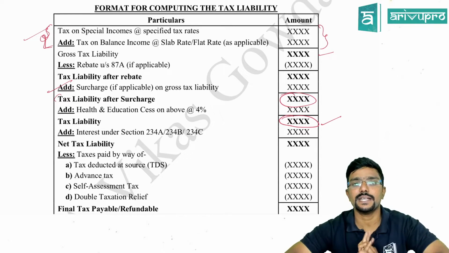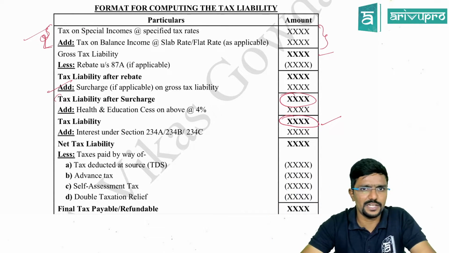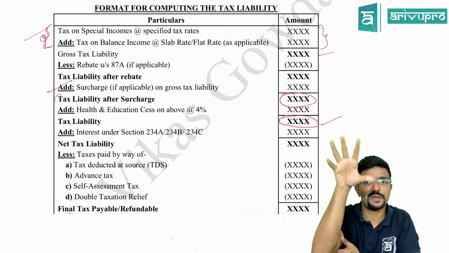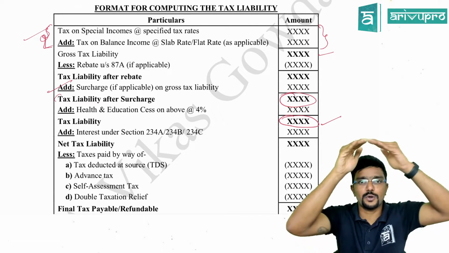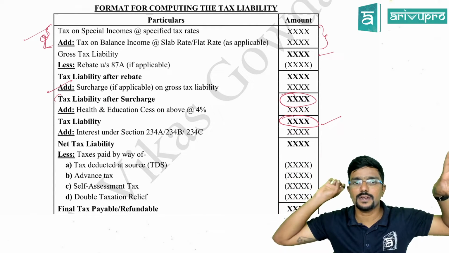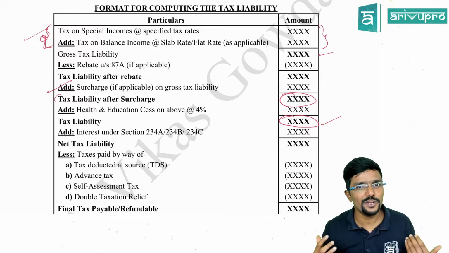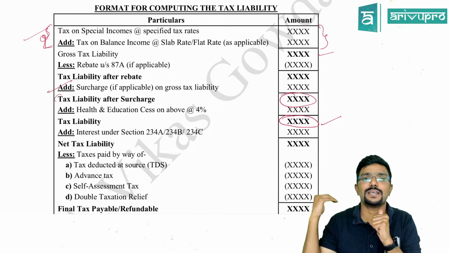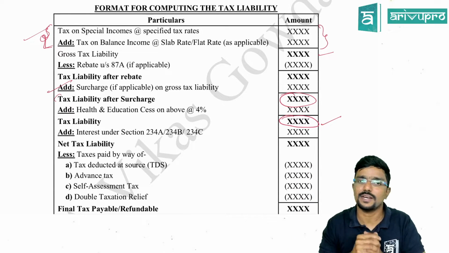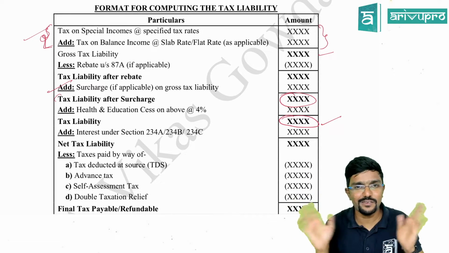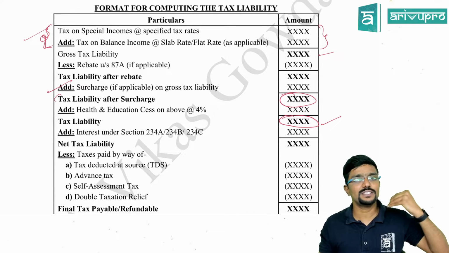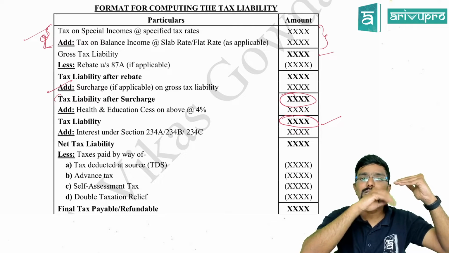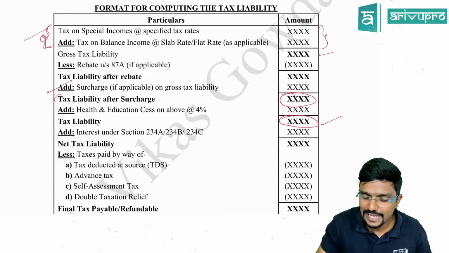Whenever we are calculating the tax liability, total income will be given in the question. So check first whether the total income includes any special income. If yes, divide the total income into two parts: special income and normal income. You should know the tax rates applicable for special income as well as the normal rate applicable for normal income. You have to know because they will not give that in the exam. So if there is any special income, first check what that special income is, where it is covered, what the tax rate applicable is, and first calculate the tax on that.